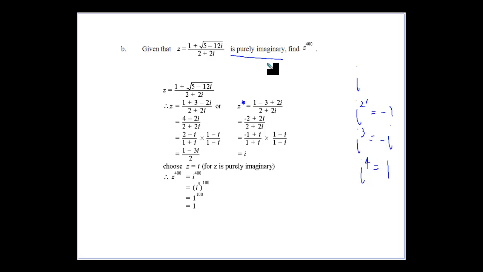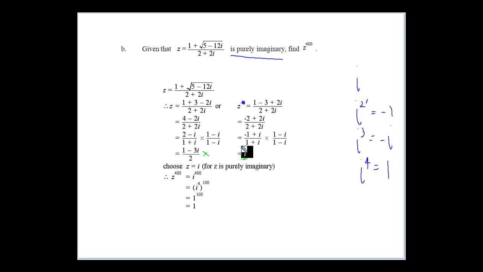Now, we're told that it's purely imaginary. So when we get our solutions here, we've got this one, we have 1 minus 3i and 2 and minus i. So what we're going to do is ignore this one, because that's not purely imaginary. That's got a real part and an imaginary part. This is purely imaginary because there's no real part. It's just an imaginary number. So if this is purely imaginary, it's allowing us to discard one of the solutions and only take the one. So z's equal to either that one or i, and it's purely imaginary, so it must be equal to i.